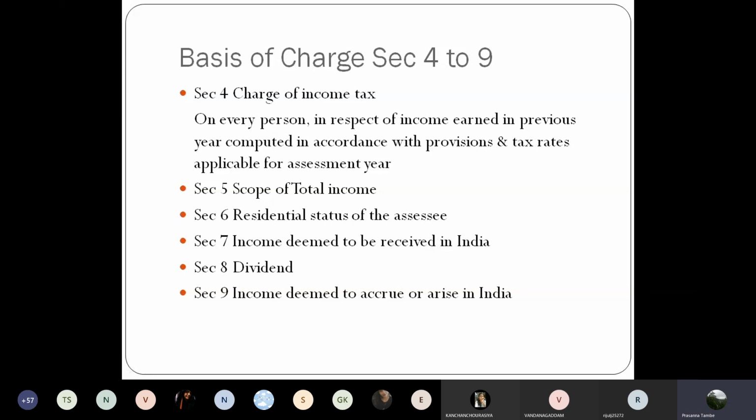The slide is clear, section 4 to 9. Visible? Yes, sir. Okay. Now, what are these?